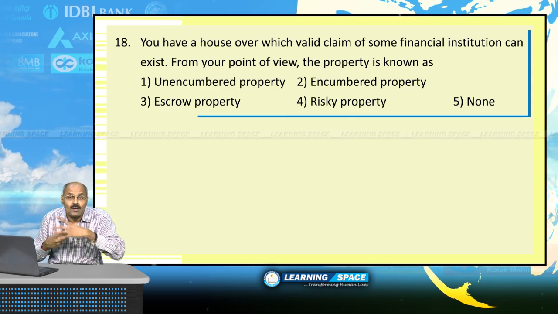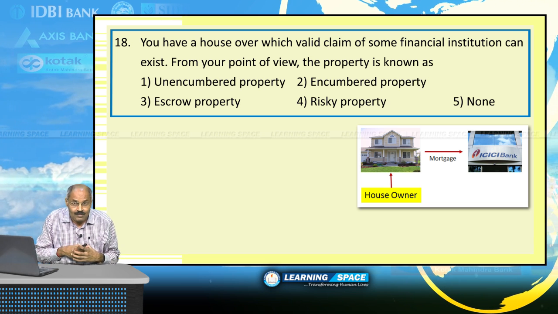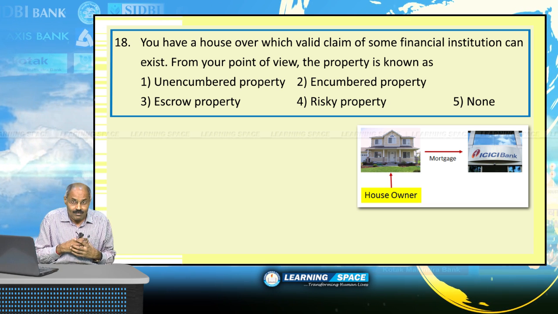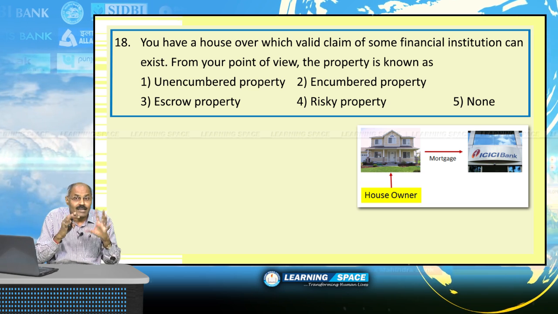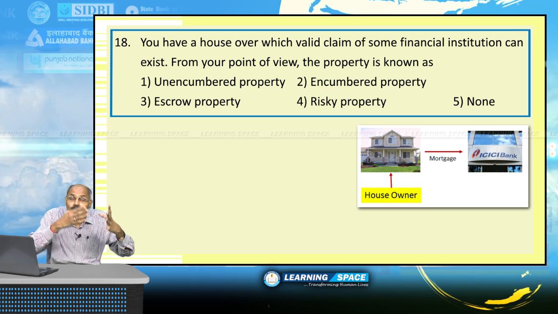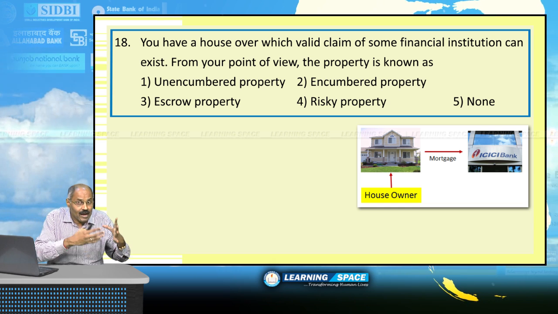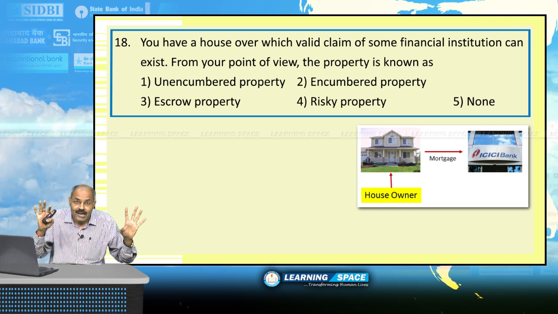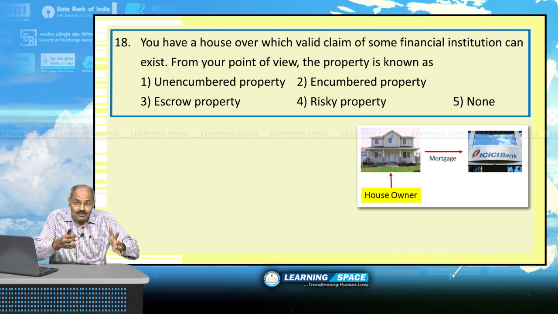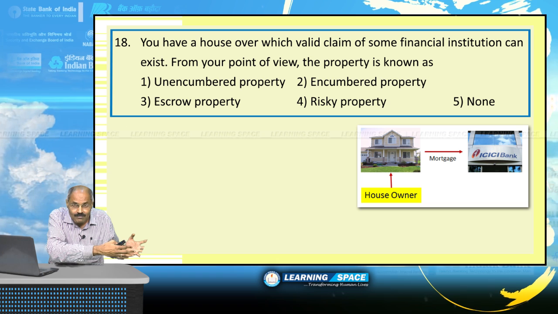You have a house over which a valid claim of some financial institution can exist. I would like to tell you 2 points. You have a house. You have not mortgaged that house to any bank. Nobody has got a claim over that property. That is unencumbered property. You have not taken any loan against that house. That house is owned by you, the right is yours, that is unencumbered property.